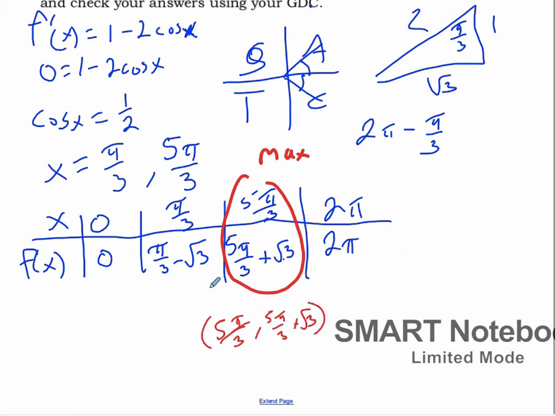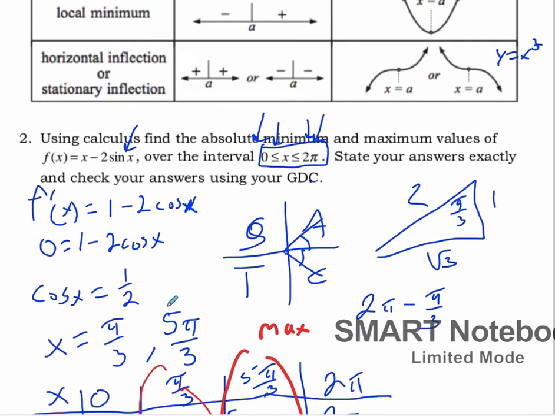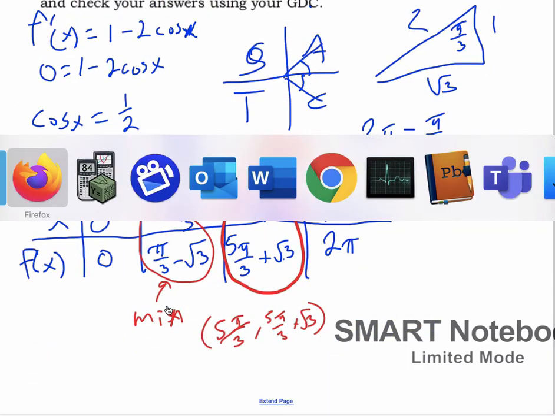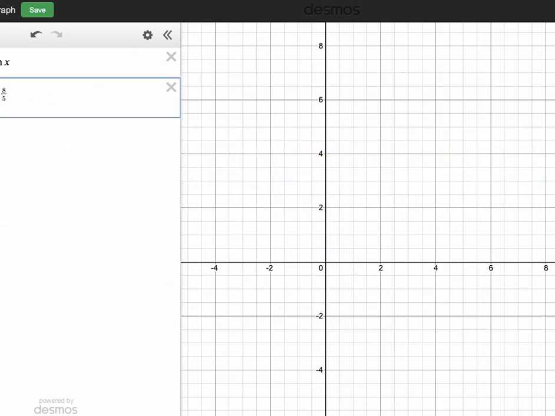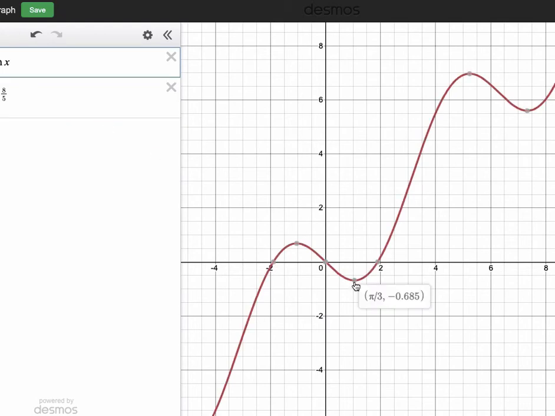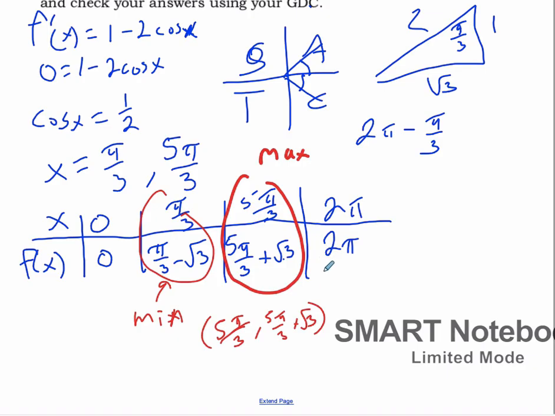And the smallest, if you check on your calculator here, I believe this one is less than 1, so this is the minimum. Okay, so let's check on Desmos, just see what the graph looks like. Yes, so we have a minimum right here at pi over 3, and it's 0.68. And there is the maximum over here at 5 pi over 3. Okay, so that's your maximum and your minimum.